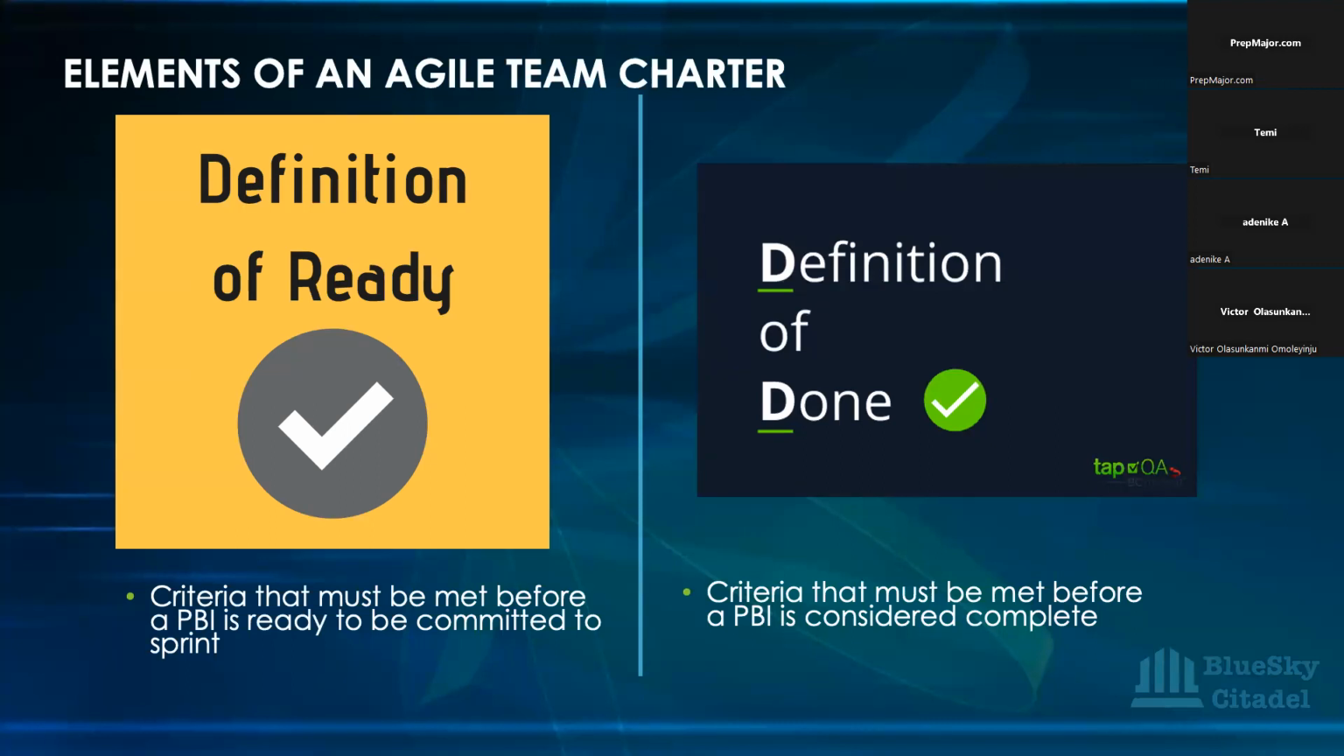So always make sure that these criteria are defined and they are met. And then there's the definition of done. On the other hand, these are criteria that must be met before a product backlog item is considered complete and ready to be delivered to the customer. If the definition of done is not followed, you are at risk of creating a low quality item and shipping it to customers or stakeholders.